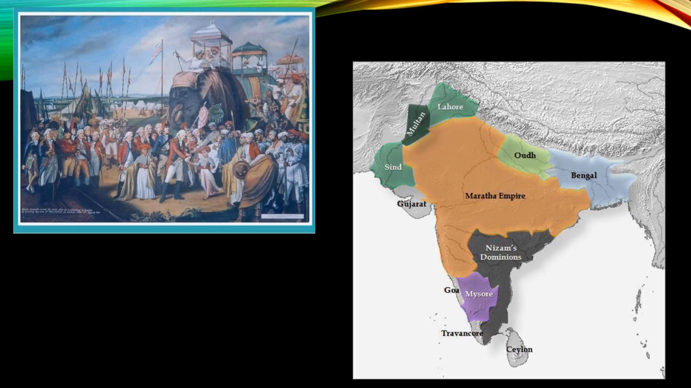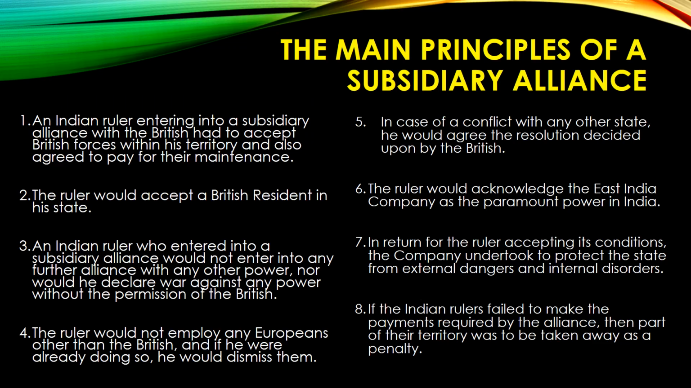By the late 18th century, the power of the Maratha Empire had weakened in the Indian subcontinent, and India was left with a great number of states, most small and weak. Many rulers accepted the offer of protection by Lord Wellesley as it gave them security against attack by their neighbors.